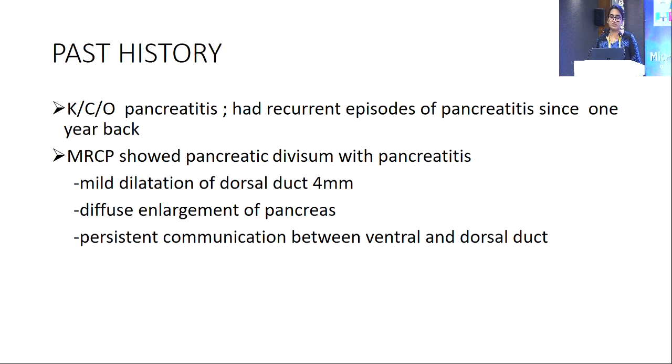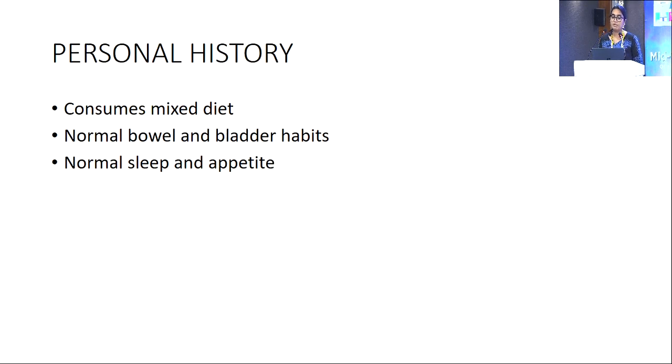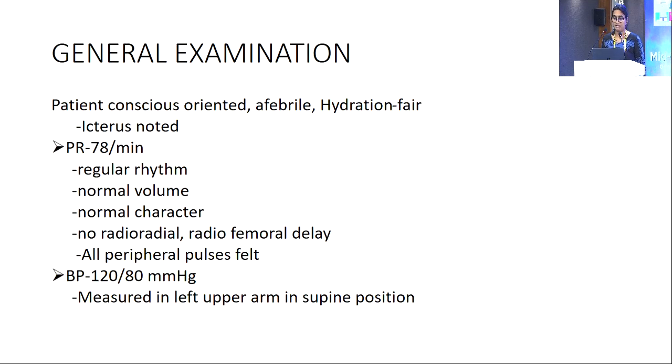Past history: the patient is a known case of pancreatitis, had recurrent episodes over 1 year back. Documents showed that MRCP done in the previous episodes revealed pancreas divisum with pancreatitis and features suggestive of the same. Personal history: consumes mixed diet, normal bowel and bladder habits, and normal sleep pattern.